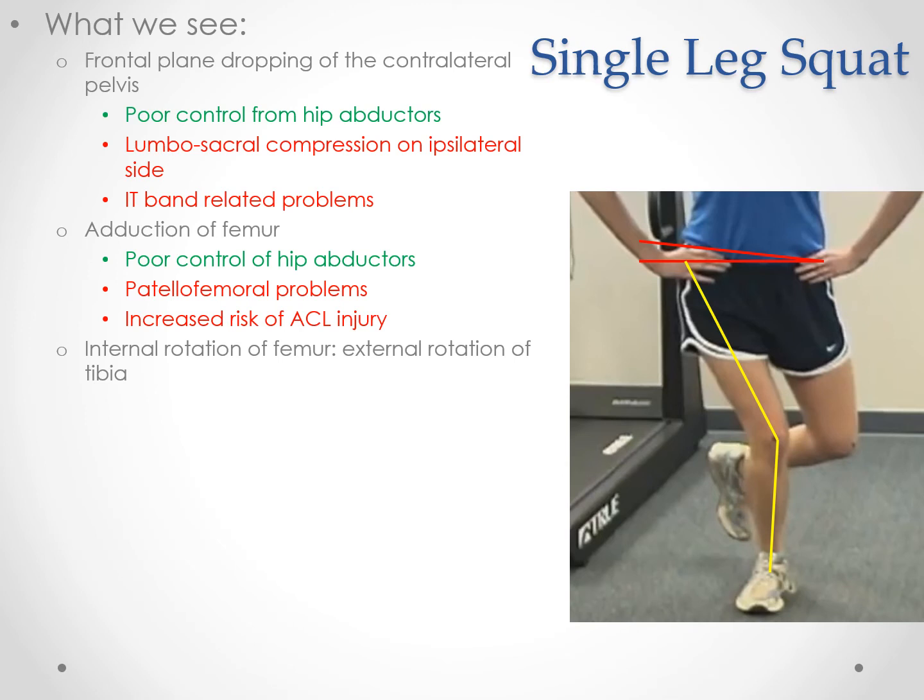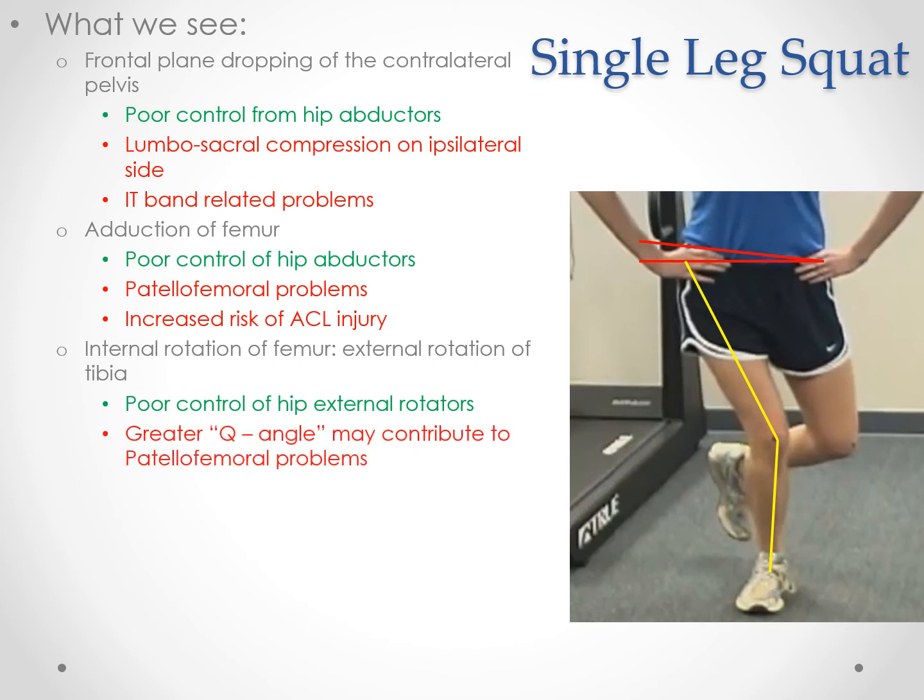Internal rotation of the femur with external rotation of the tibia, again due to poor control of hip external rotators and abductors. There's a lot of overlap between those muscle groups, which can cause a higher Q angle, as you could probably perceive by looking at the photo.